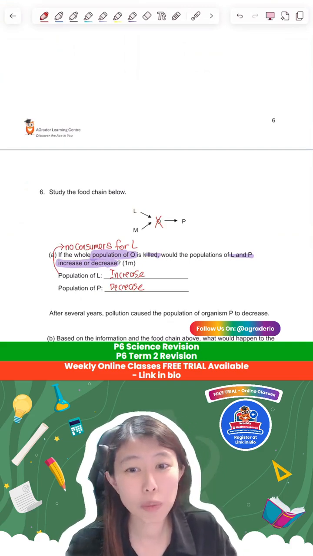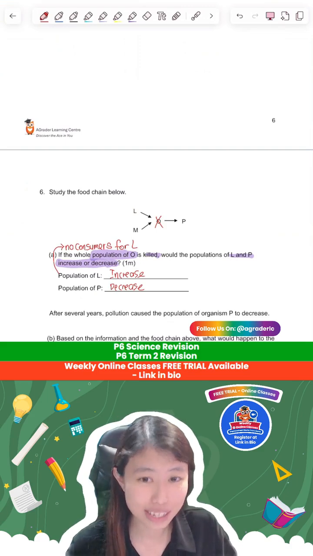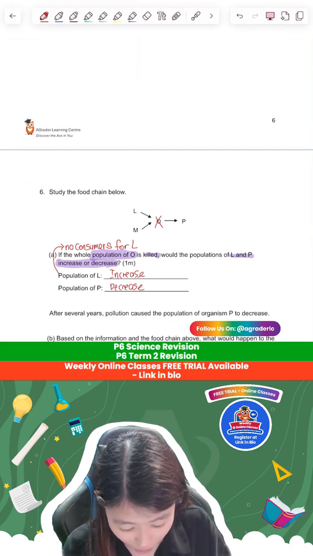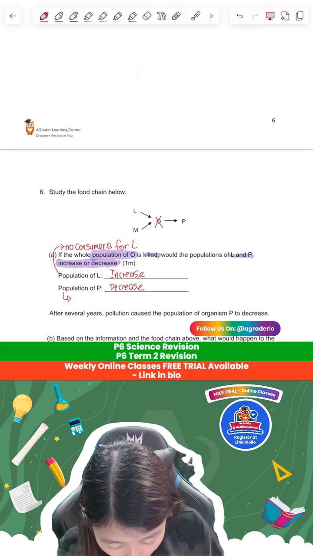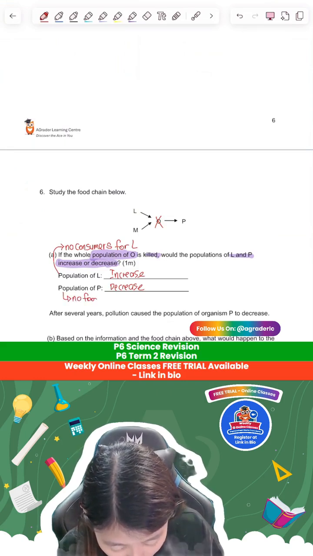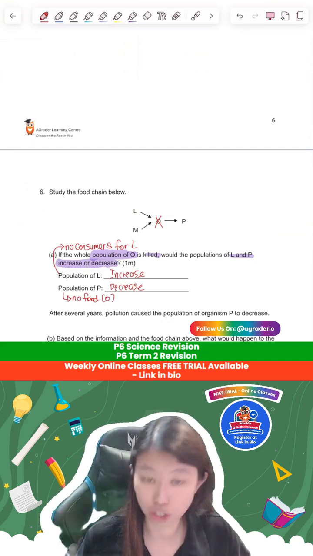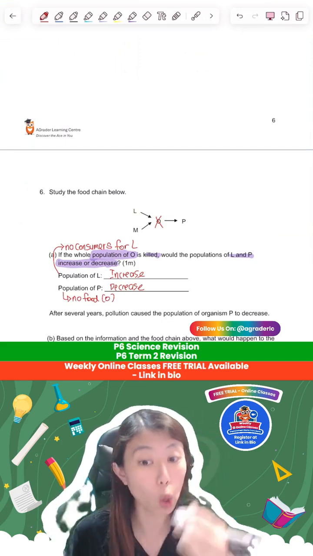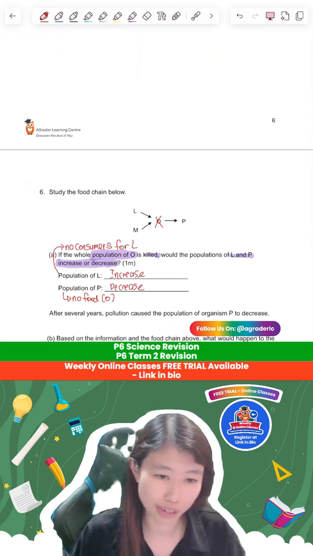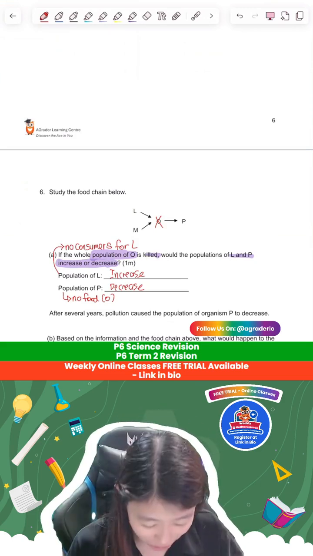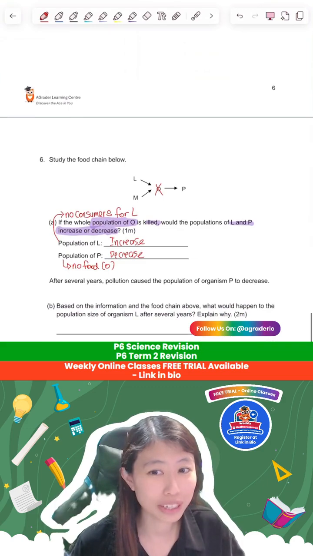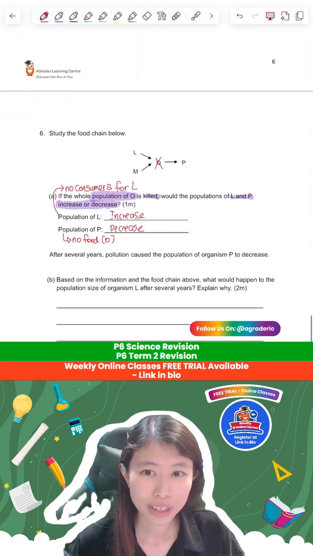And for population P, why does it decrease? It is because there is no more food. O is actually the food for P, and it's the only food for P, so P will decrease. Okay, I'm very sure you all know this. So I'm going to move on to 6A, quite straightforward.